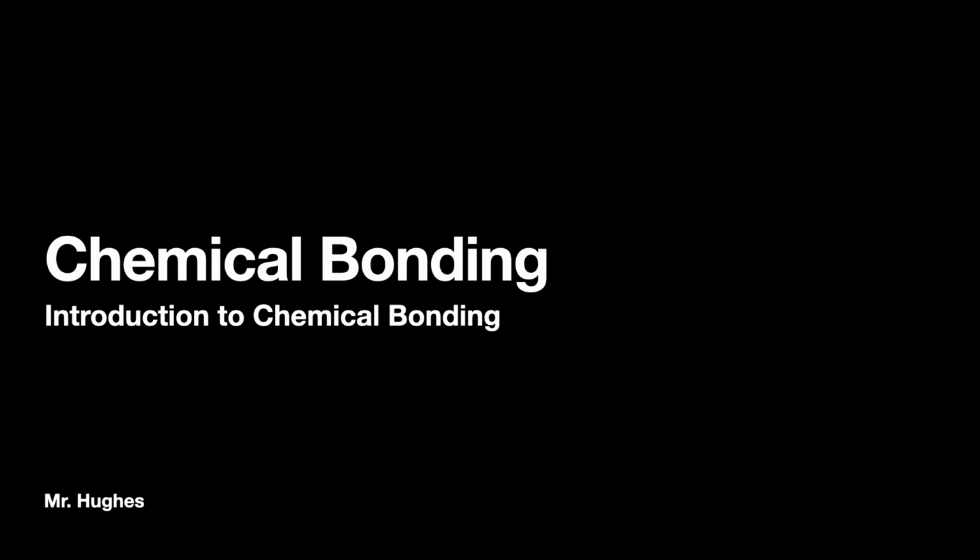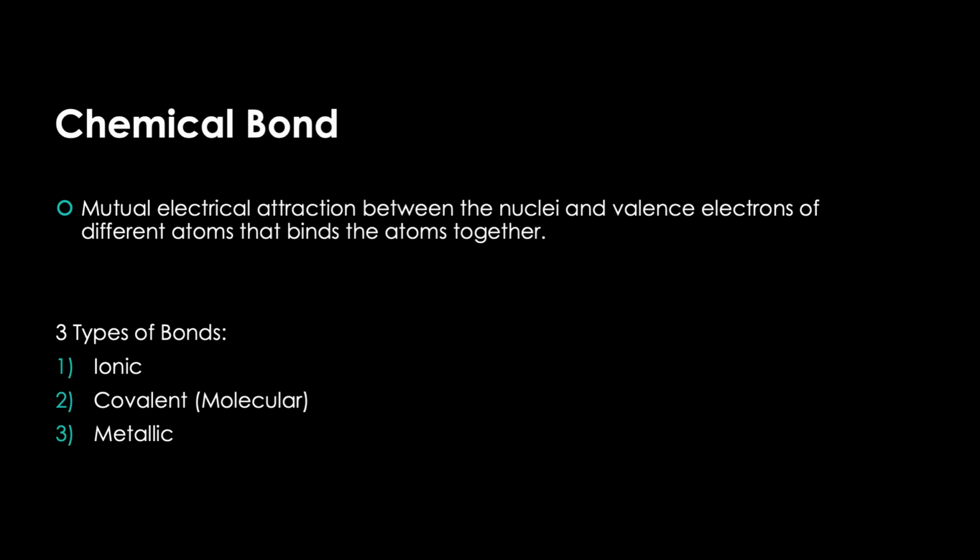Today, class, we're going to start talking about chemical bonding. So, a chemical bond is a mutual electrical attraction between the nuclei and valence electrons of different atoms that binds the atoms together. There's three types of bonds: ionic, covalent (you see molecular in parentheses), and then metallic.